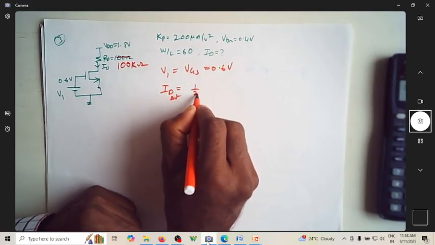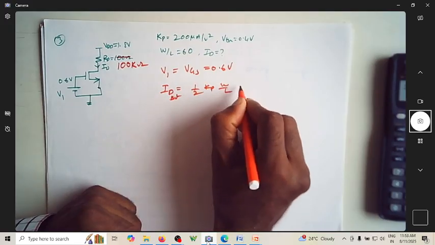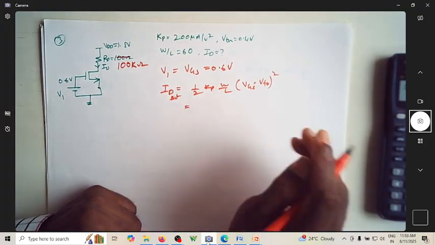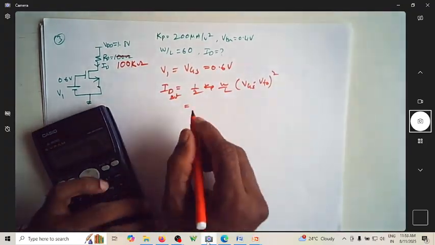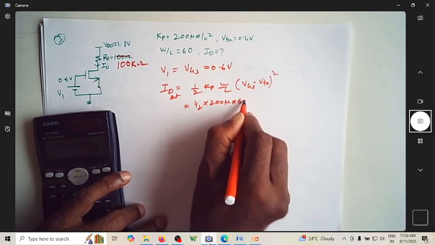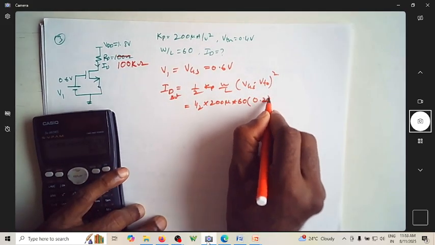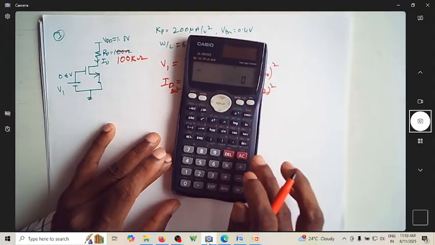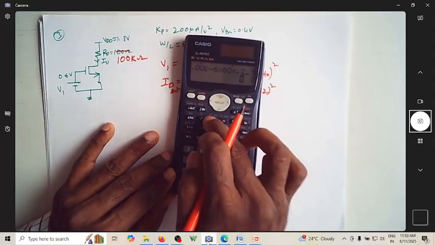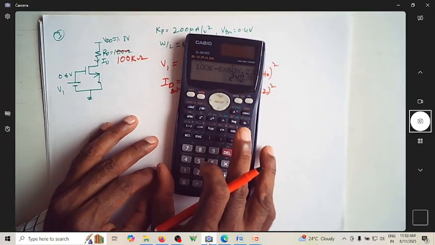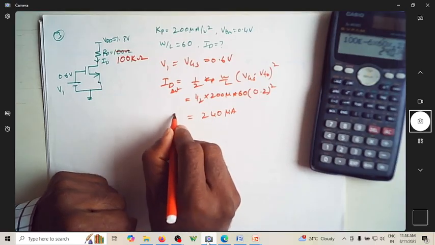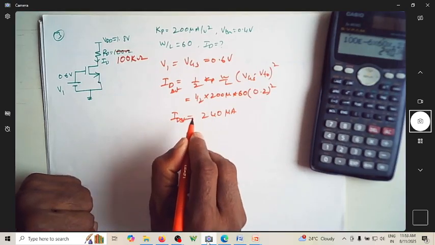So which is nothing but half into Kp W by L, VGS minus VTO or VTH whole square. This comes out to be, so it is now half into 200 micro into 60 into 0.2 whole square. It is now 100 exponential minus 6 into 60 into 0.2 whole square. It comes out to be 240 microampere as ID in saturation.